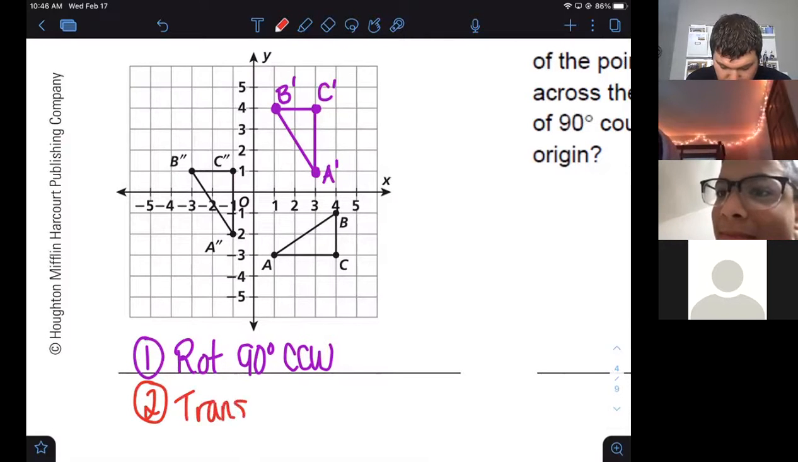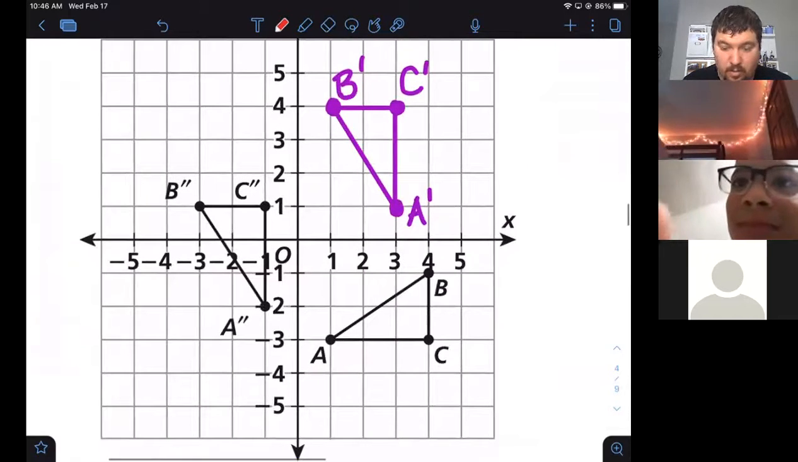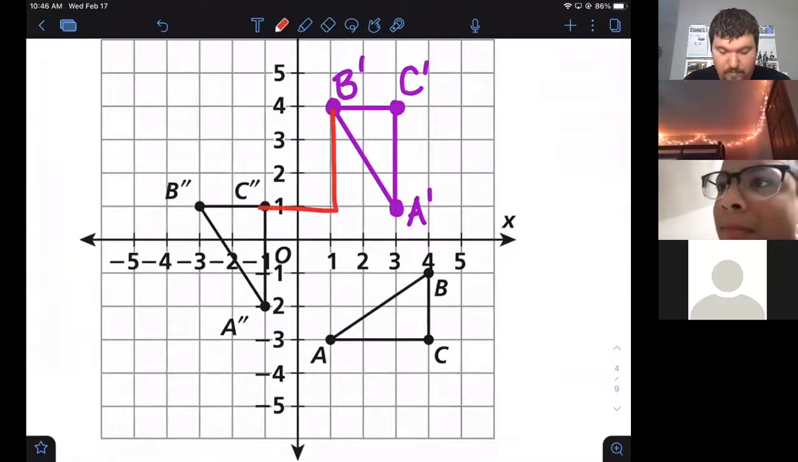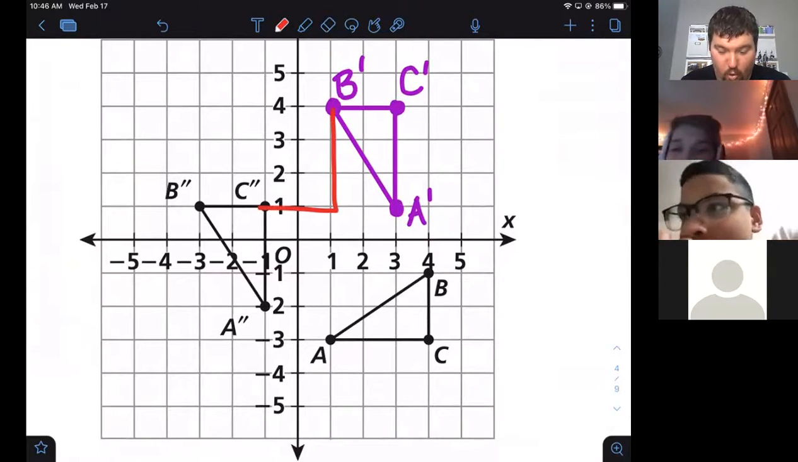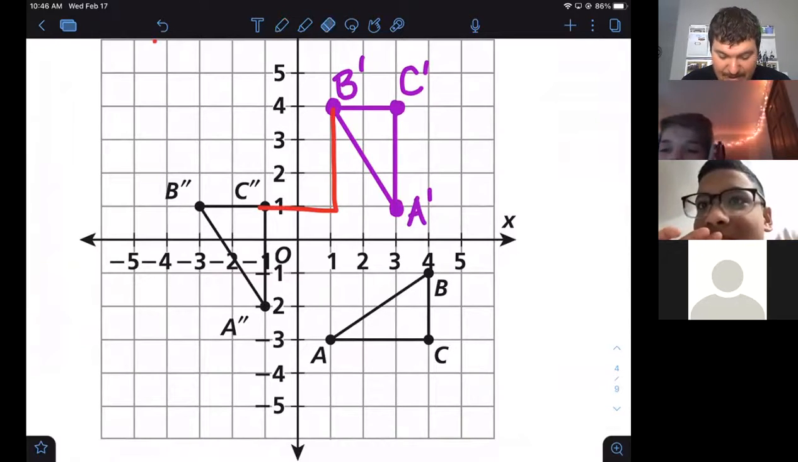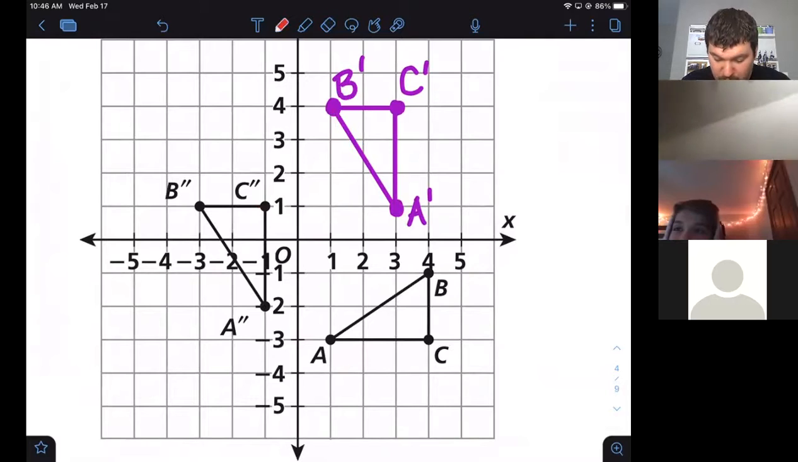An easy way to get a translation wrong is if you try to go like this. When you're doing a translation, make sure you go from one coordinate to the exact same coordinate on the other one. So if you look at B prime, for example, you're going down 3 and then left 1, 2, 3, 4. So go from B to B, or from C to C, down 3, left 4, or from A to A, down 3, left 4.